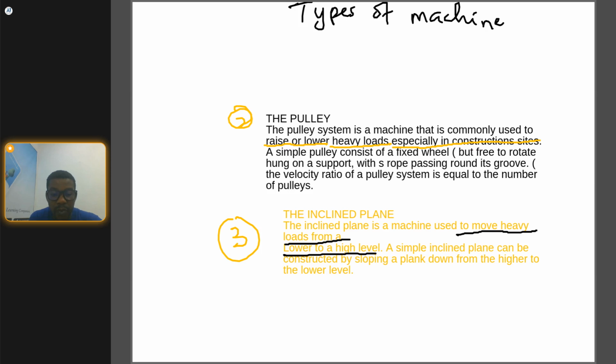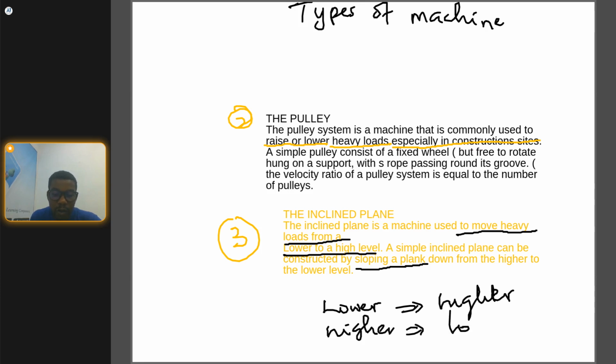A simple inclined plane can be constructed by a sloping plank. So when you have a sloping plank that is positioned in an inclined position, it has already become what we call a simple inclined machine. Okay, so the functionality of an inclined plane is to take loads from lower to higher, and of course it's not lower to higher alone, but also vice versa, higher to lower.